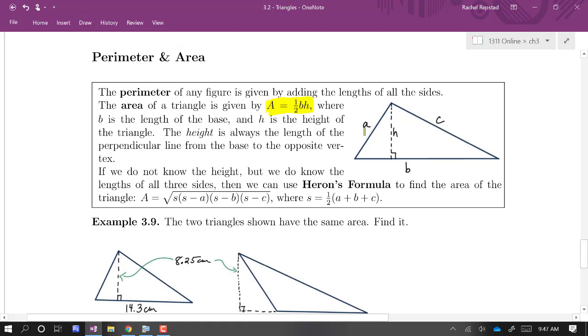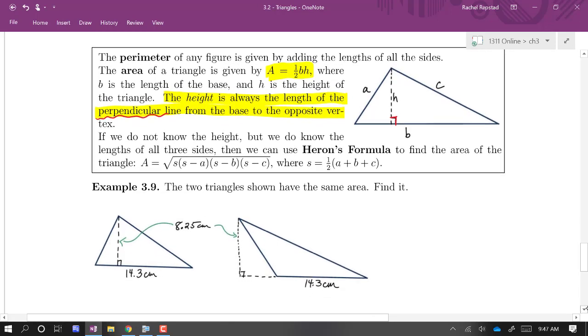What's important about this is that in 1/2 base height, the height is always the length of the perpendicular line from the base to the opposite vertex. So this perpendicular, that's really important. Height always refers to a perpendicular height, like the one as it's shown. And depending on the orientation of the triangle, if you draw that perpendicular height, maybe it falls inside the triangle as we see in the definition, or if you look down here in example 3.9, the triangle on the right side, the way that height falls is actually outside of the triangle itself. It just has to be perpendicular.